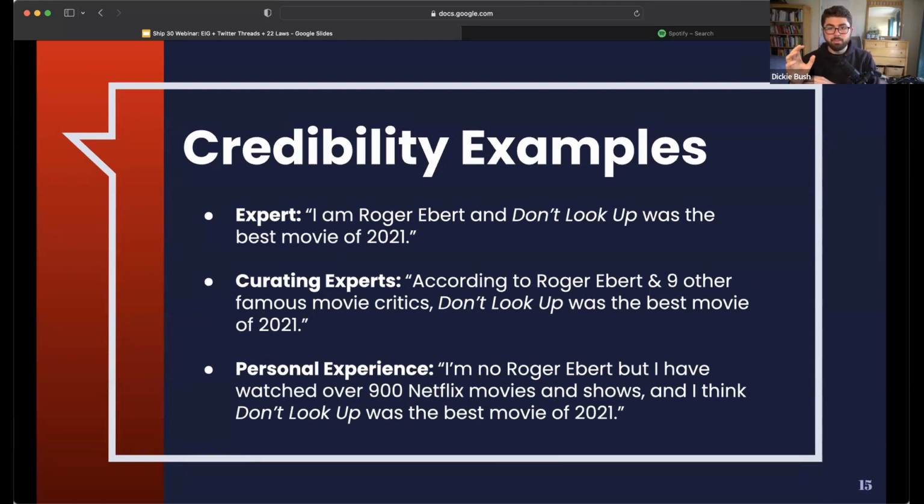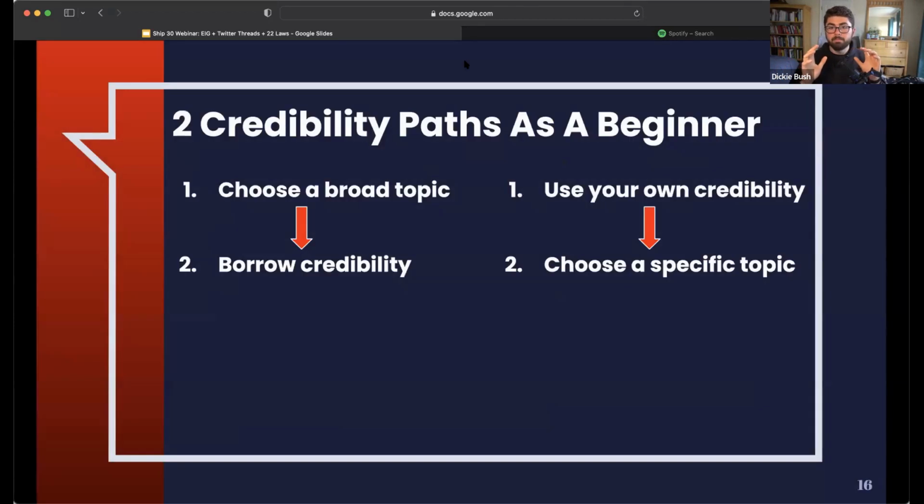The only difference between where you think you're not an expert and being an expert is specificity. So what do I mean by that? The goal is to take the broad topics you want to write about and add layers of specificity until you are an expert. Or if you want to write about a big, broad topic, you go and borrow the credibility from a bunch of experts.